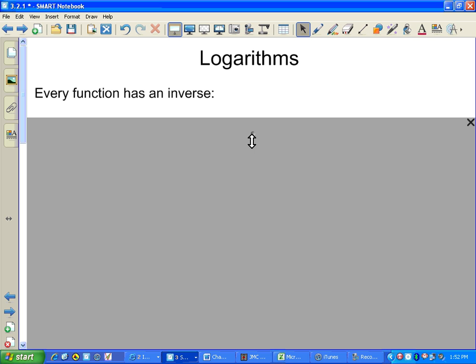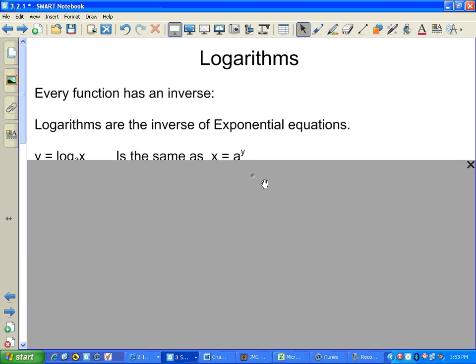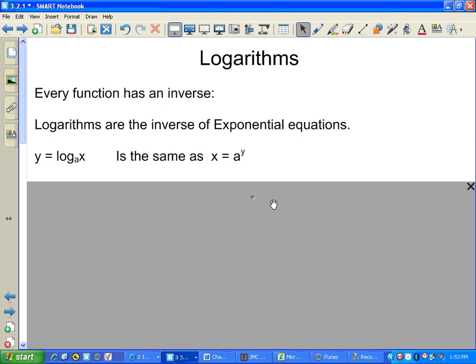Okay, so every function is going to have an inverse. Inverses are kind of the core principle of algebra. It's having these inverses that allows us to solve equations, by using inverses to get rid of things so that we have just an x or a variable left. So logarithms are the inverse of exponential equations.